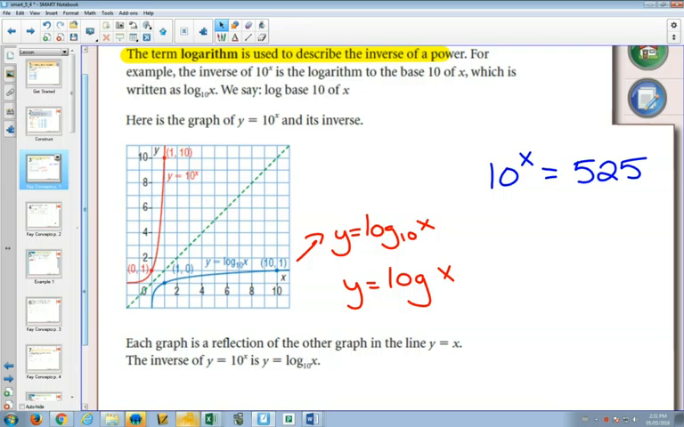Can you see that our original exponential always had an asymptote at y equals 0? When that gets flipped over, your log graph is always going to have an asymptote at x equals 0. So because x and y are getting switched, the same thing happens with your asymptotes.